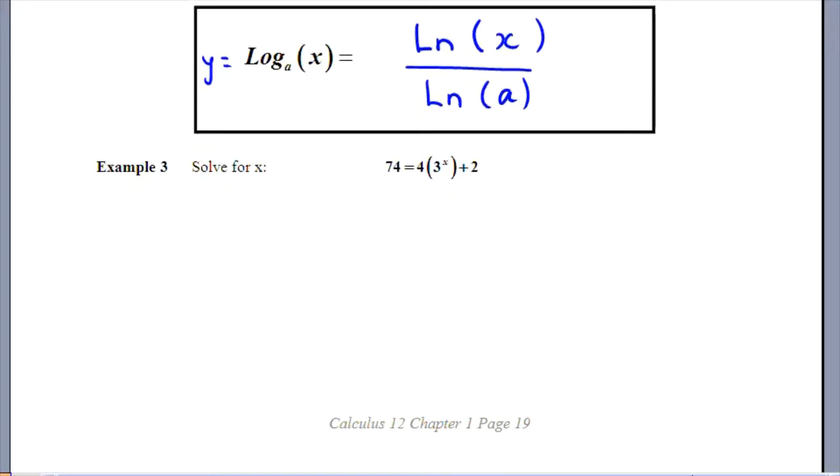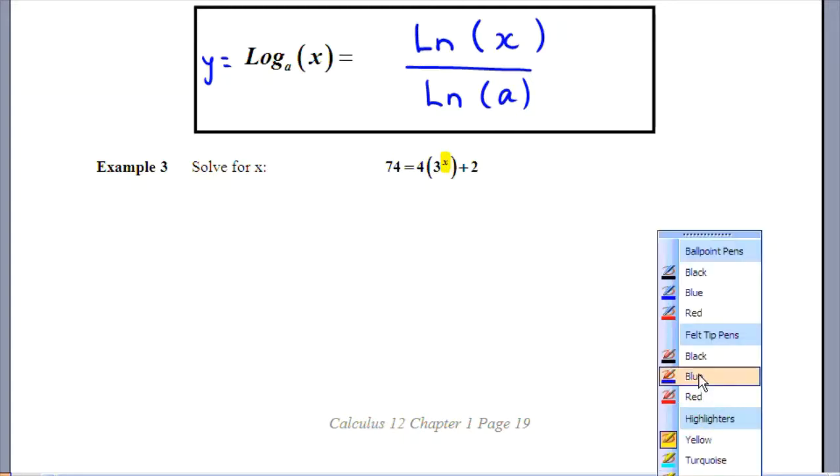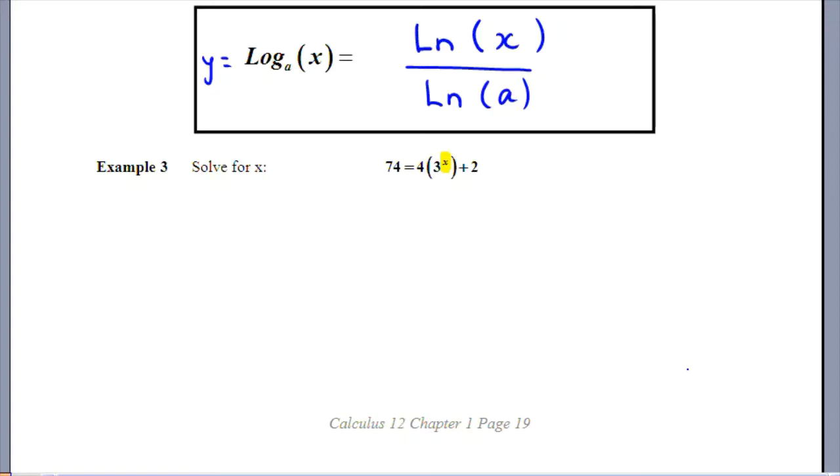So exponential equation, the variable that you're looking for is up in the exponent, and it's tricky to try to solve for those unless you have logarithms, but we do, so we're good. I'm going to access that 3 to the x by just slowly stripping things away, like this 2. Let's subtract 2 from both sides. 72 would be 4 times 3 to the x.